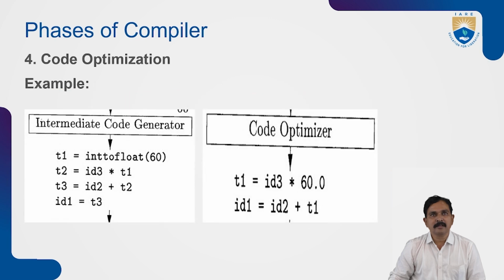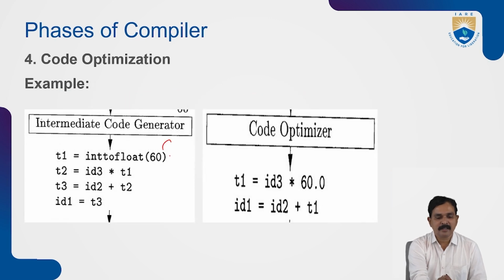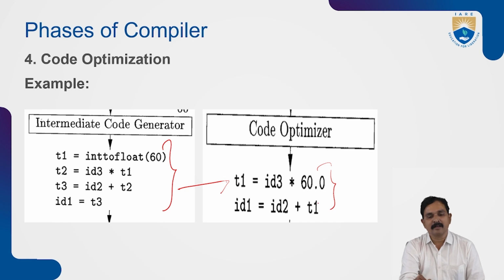So you have to see how it can be reduced. The same logic can be converted into some other form. Finally, you have to obtain the same result, whether you are executing these 4 lines or executing these 2 lines, getting the same answer.